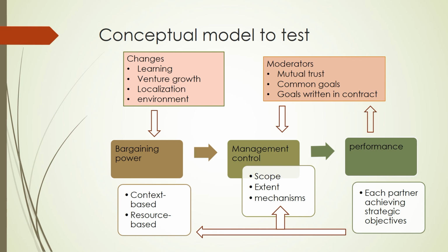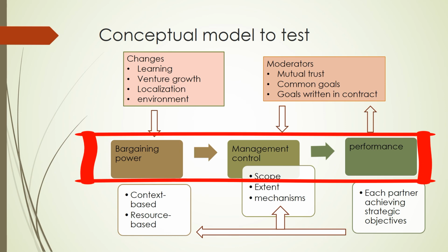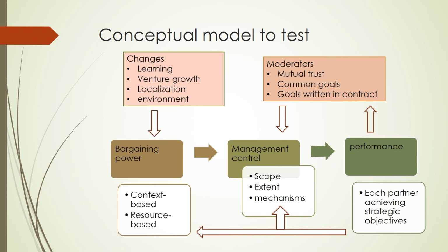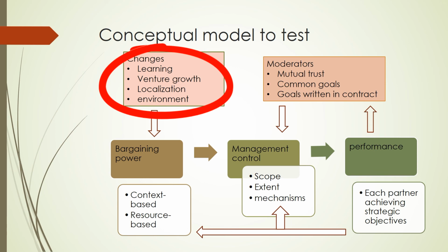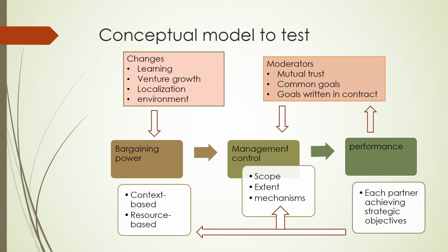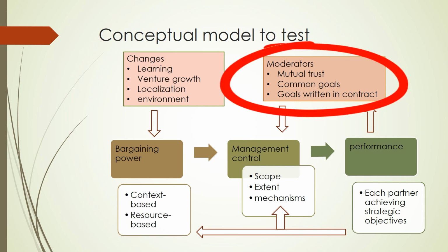So the bargaining power influences management control, and management control influences performance was the a priori model. With the evidence they collected, they showed that changes influence bargaining power. The changes were identified by components such as learning, venture growth, localization, and environment. Then there were moderators moderating the management control and its influence on performance. These were mutual trust, common goals, and goals written in contract.